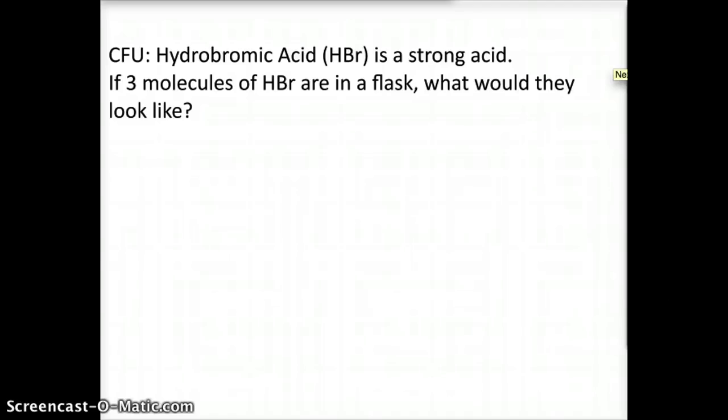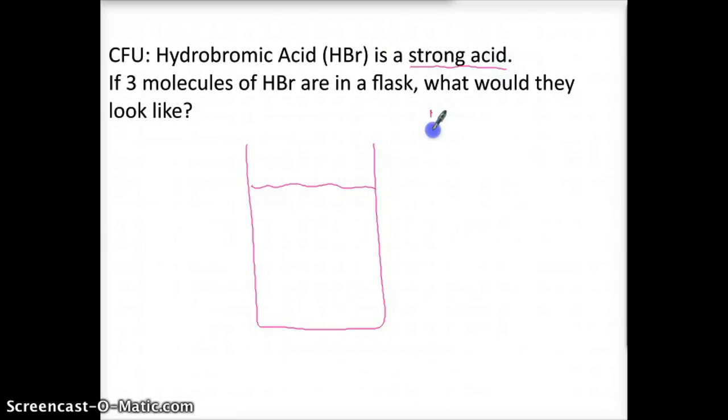So let's see if you can apply this now. This question says hydrobromic acid, HBr, is a strong acid. If there are 3 molecules of HBr in a flask, what would they look like? So go ahead, pause the video, and in this flask here, draw 3 molecules of HBr if it's a strong acid. You can use just HBr as the molecule.